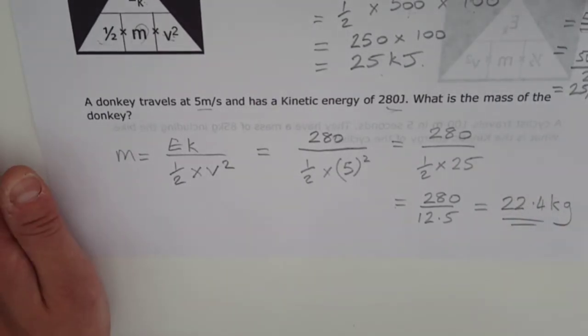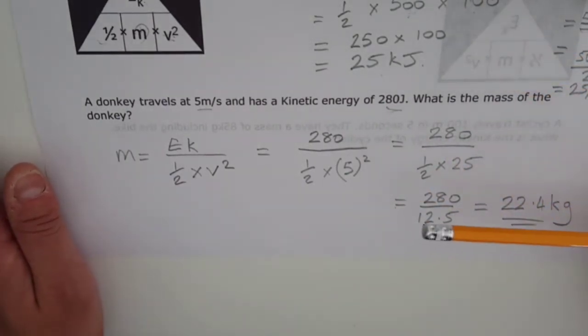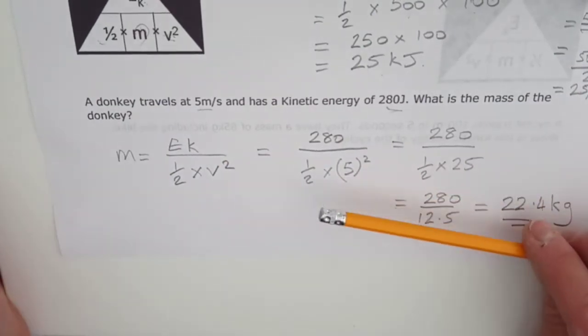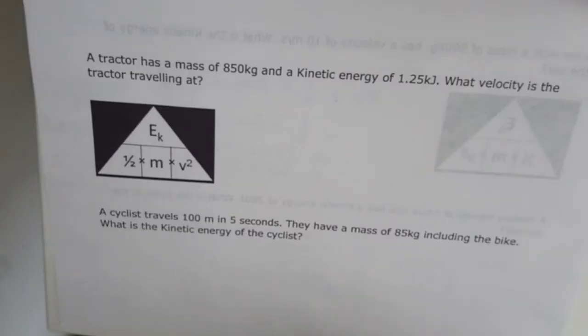So not too bad so far. We've managed to figure out a kinetic energy one. We've managed to figure out what it is with mass. We're looking for the mass of something that has a kinetic energy. Next, what we have to do is look at the velocity.